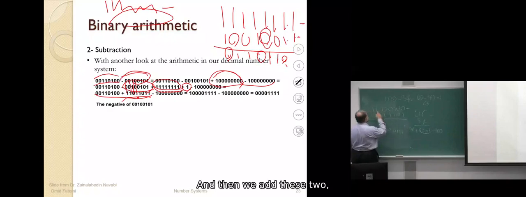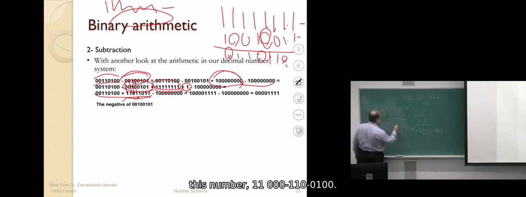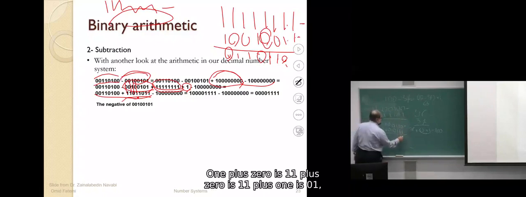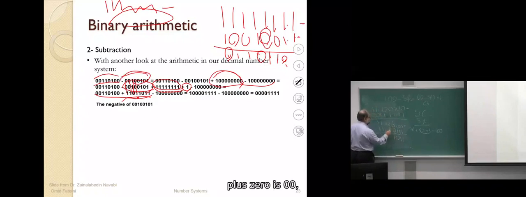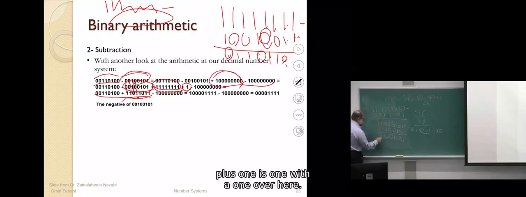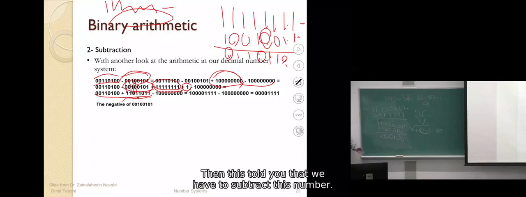And then we add this to this number, 11000100. Then we add these two together. 1 plus 0 is 1, 1 plus 0 is 1, 1 plus 1 is 0, 1 plus 0 plus 0 is 1, 0 plus 0 is 0, 0 plus 0 is 0, 1 plus 1 is 0, 1 plus 1 plus 1 is 1 with a 1 over here. And then we told you that we have to subtract this with this number.